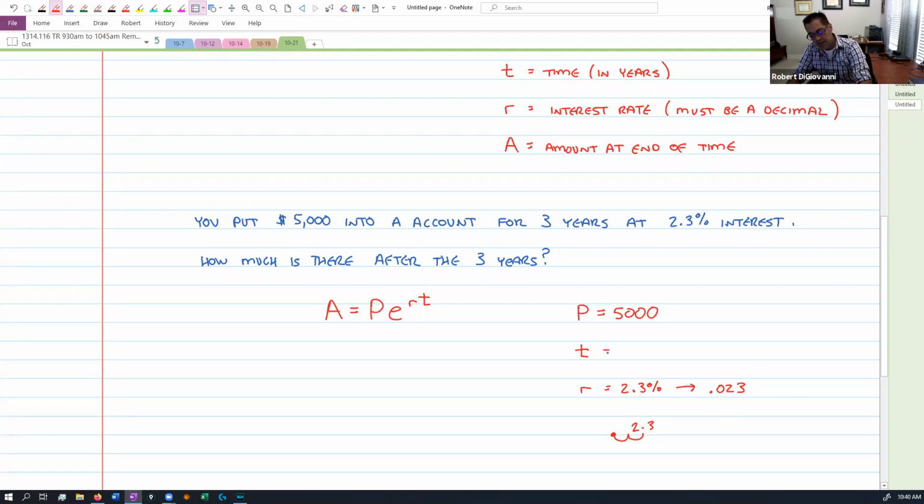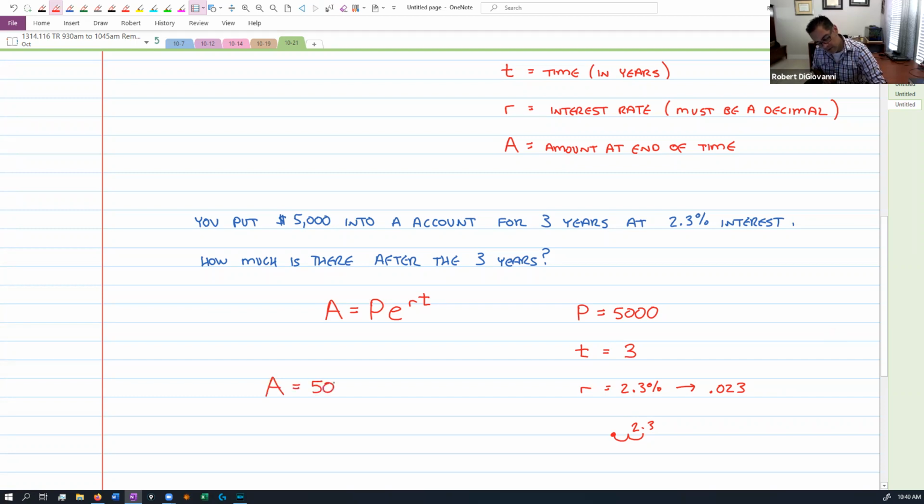Do we know T, the time that we're leaving it in there? 3, right? Because years. 3 years, so we will just put 3 there. And that's it. Those are the only pieces we need.